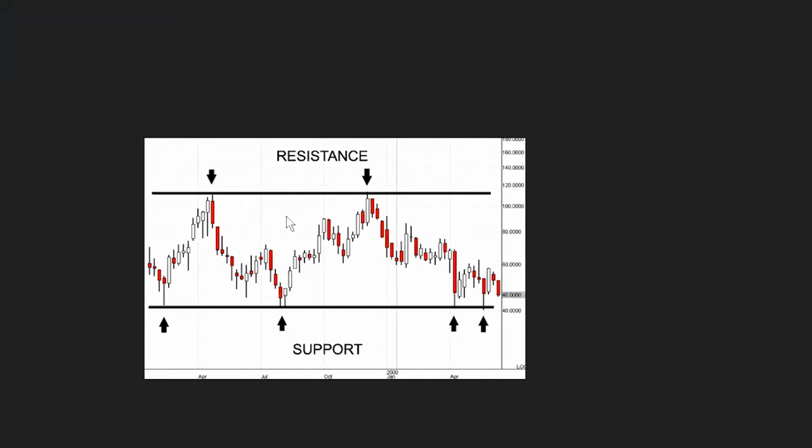So you can use them to trade in a fashion like, okay, it hits the resistance, I'm going to sell. It's going to go down because the price is not going to break through there. And that's a great way to trade.